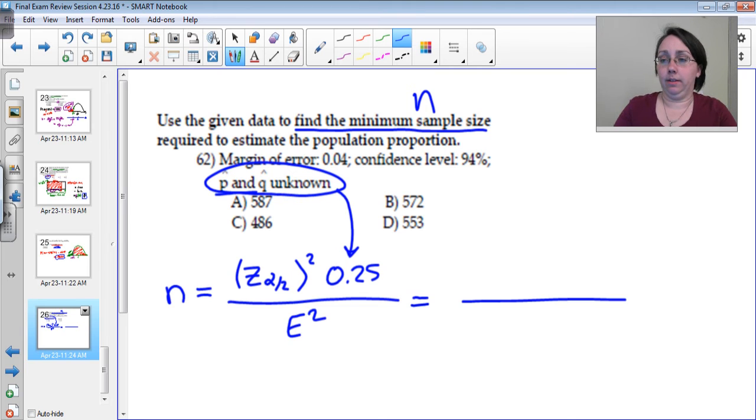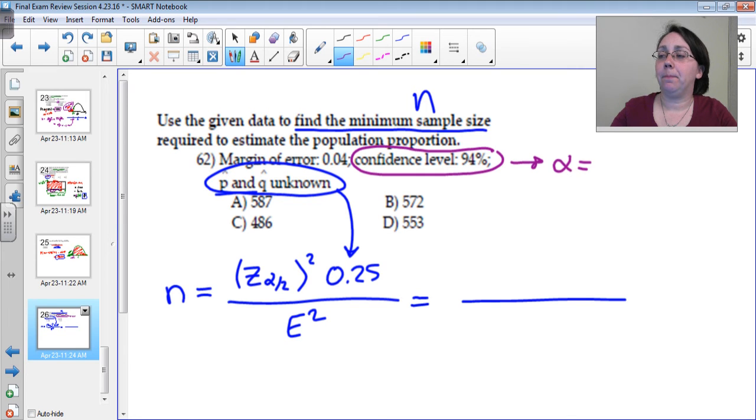Z alpha divided by 2. If your confidence level is 94%, what can you get from that? Your alpha. What's alpha? 0.06. 6%, the remaining 6%, is your alpha. Now we want alpha divided by 2, so 0.03. How do we use that to get our z alpha divided by 2?